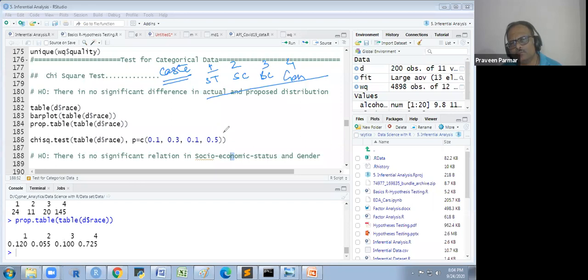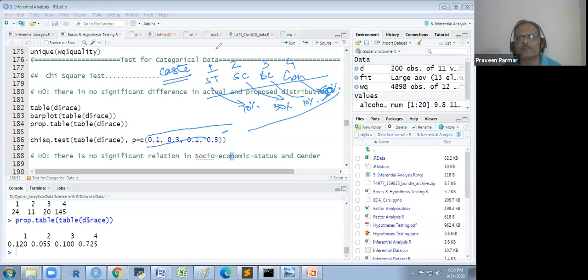In a school or in offices, government has given some distribution. The 10% should be ST candidates, and the SC scheduled caste should be 30%, and backward class should be 10%, and general class should be 50%. Does that make sense to everyone? Hypothetically, we are taking this. This is the government norm, suppose. Okay.